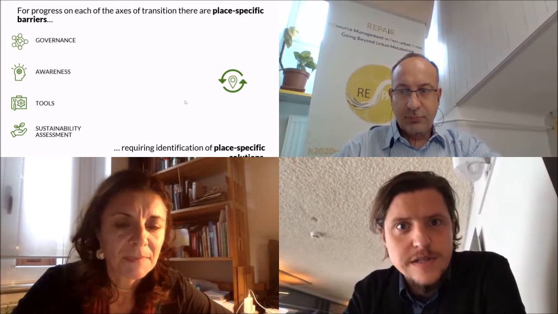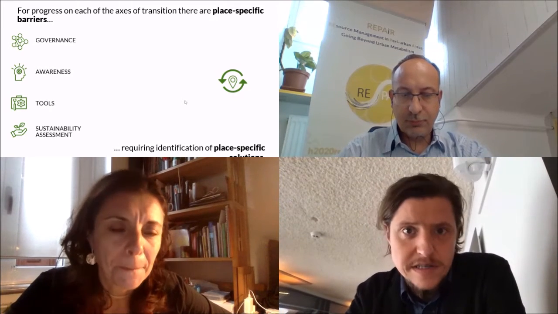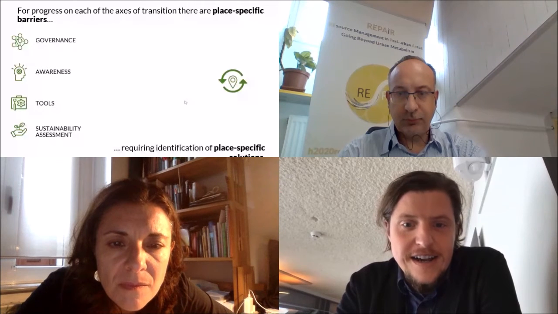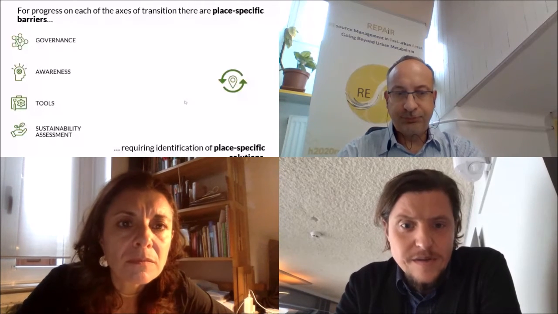So the bottom line is that for progress on each of those axes of the transition, there are specific barriers, and we mentioned them as place-specific because they would differ slightly, or a lot actually, depending on the place and depending on the spatial, cultural, economic, social, environmental conditions. And this means also that in order to address those barriers, we need place-specific solutions. And hopefully this tool could be a first step towards doing just that, identifying those barriers and addressing them later. Can I have the next slide, please?